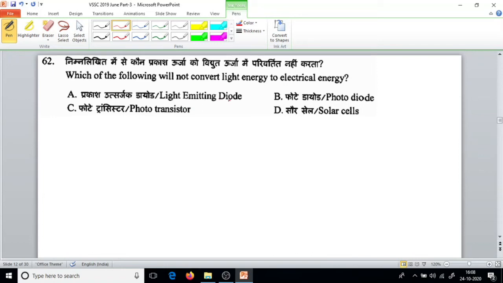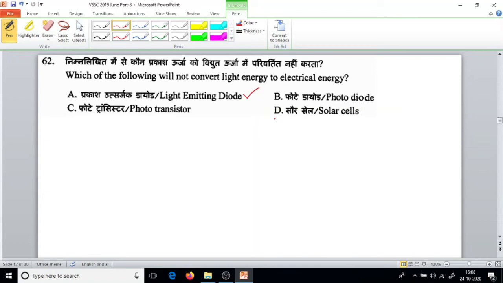See, a light emitting diode, we know that it only emits; it doesn't convert light energy to electrical energy. So the answer is option A. The photodiode accepts the light and gives out an electrical quantity. The phototransistor also accepts the light and gives out a small electrical voltage.